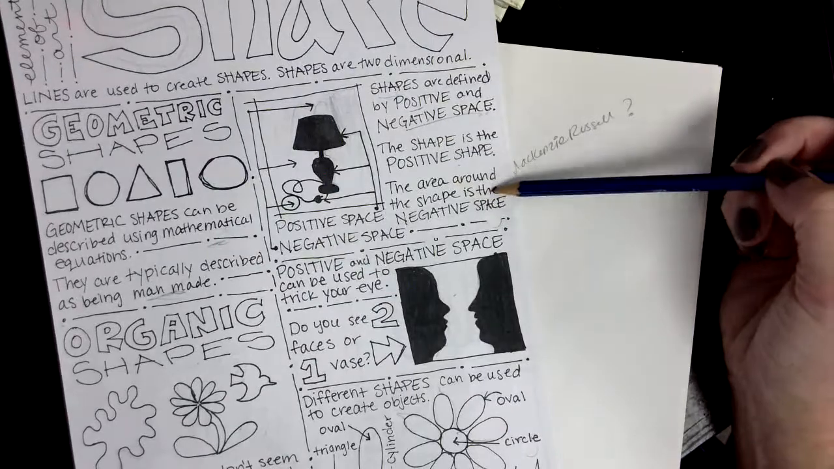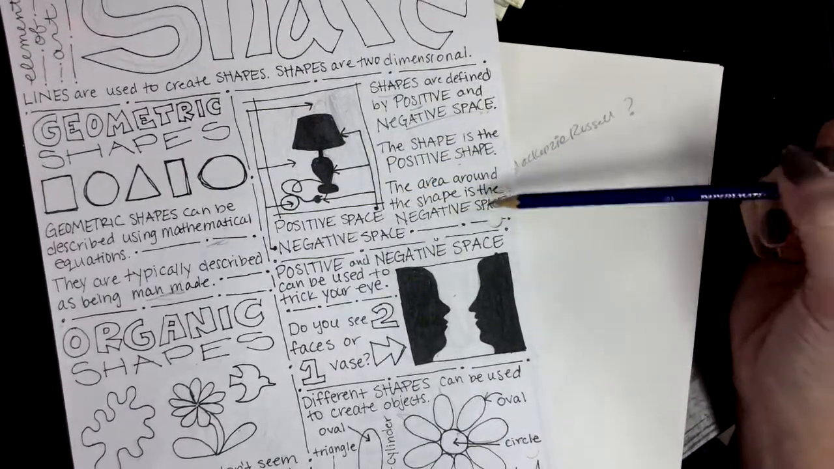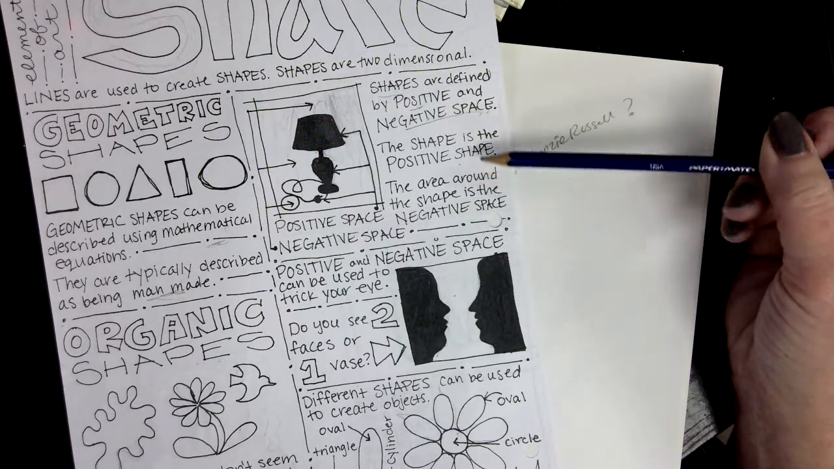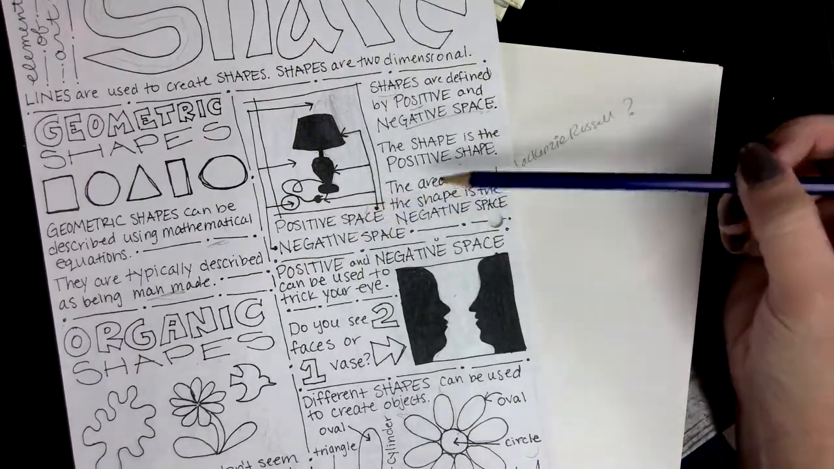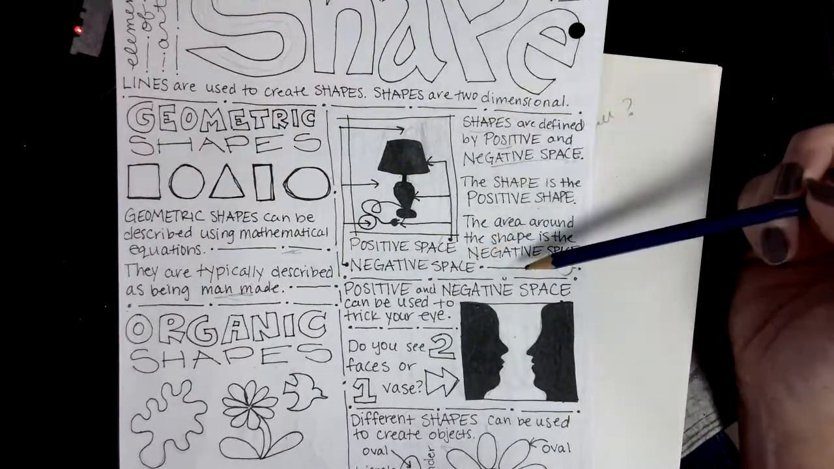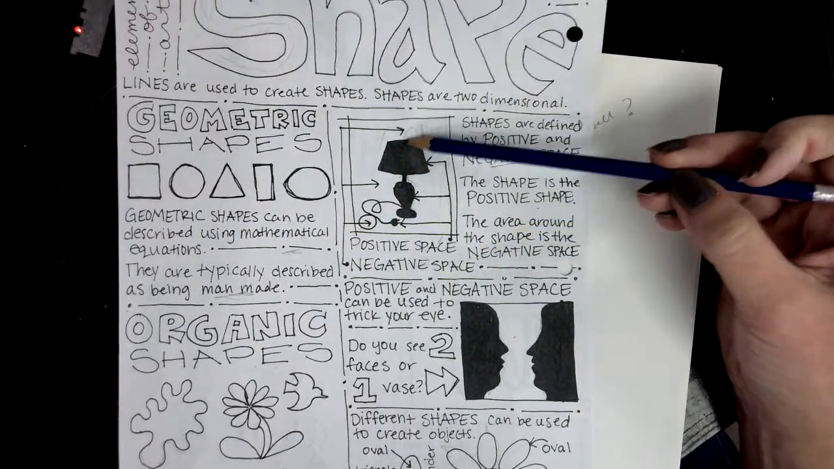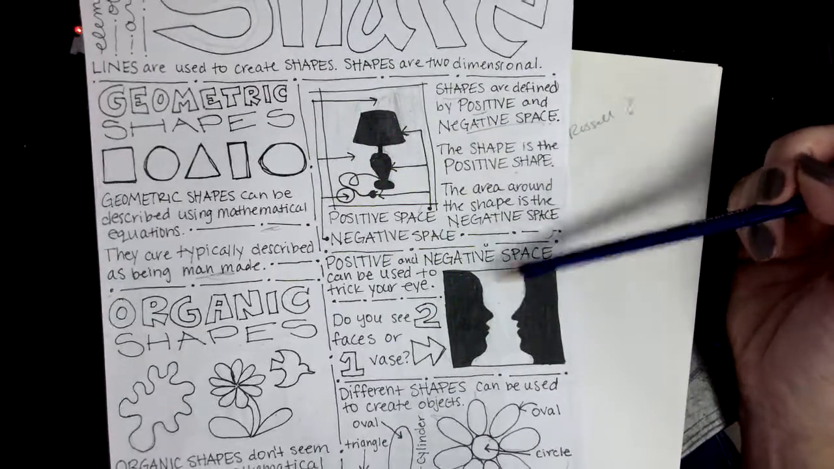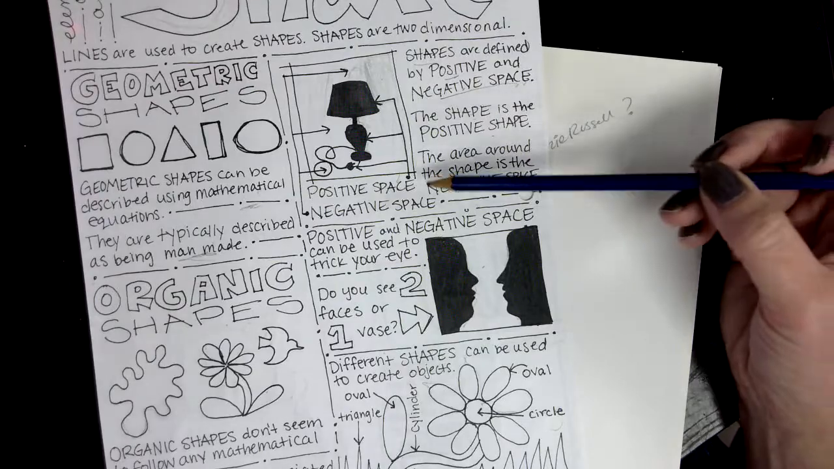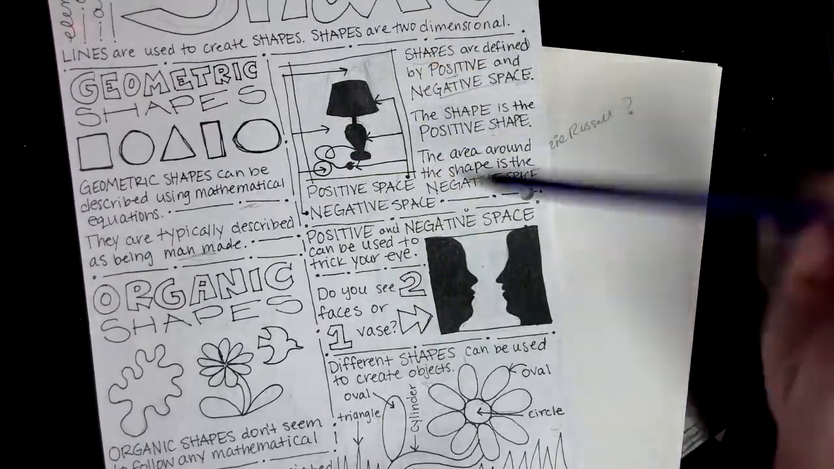So the area around the shape is the positive space. No, that's backwards. The shape is the positive shape. The area around the positive shape is the negative shape. Okay, anyway.